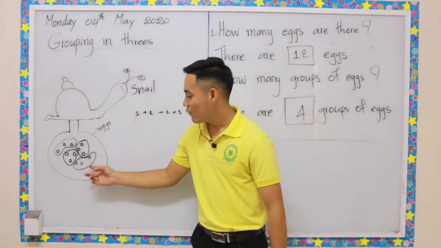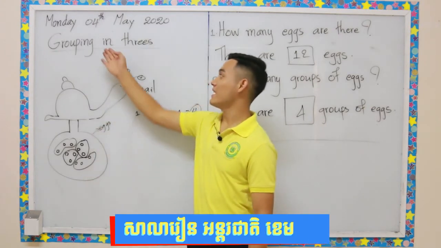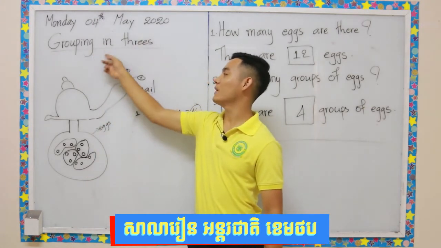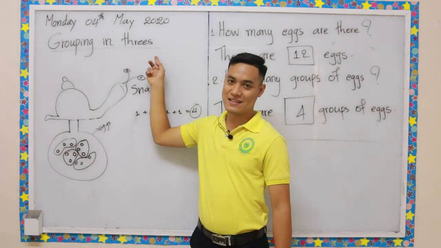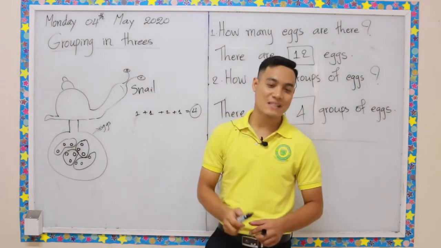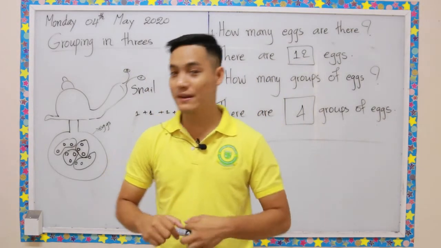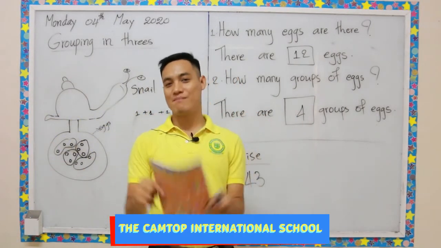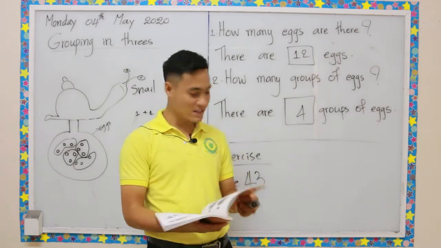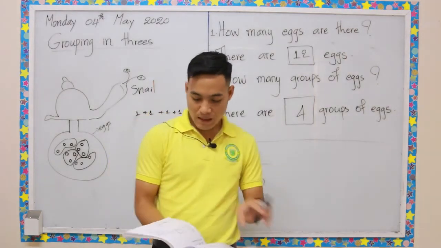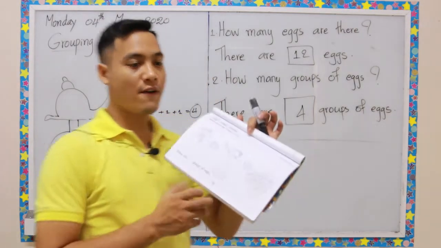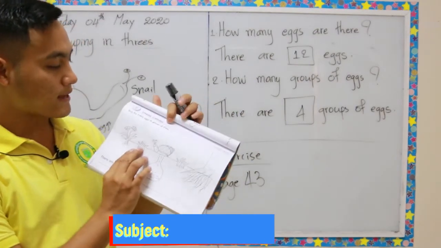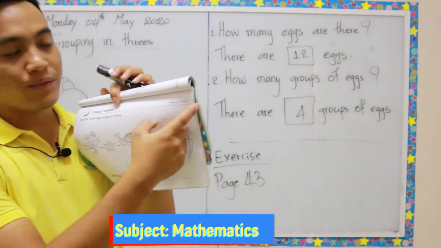And you wonder why we group only 3? Because your lesson is focused on grouping in 3s. Okay, so that's it for grouping in 3s. Now before saying goodbye, please go to another exercise in your maths book on page 43. Okay, so on page 43 over here is your exercise on grouping in 3s.